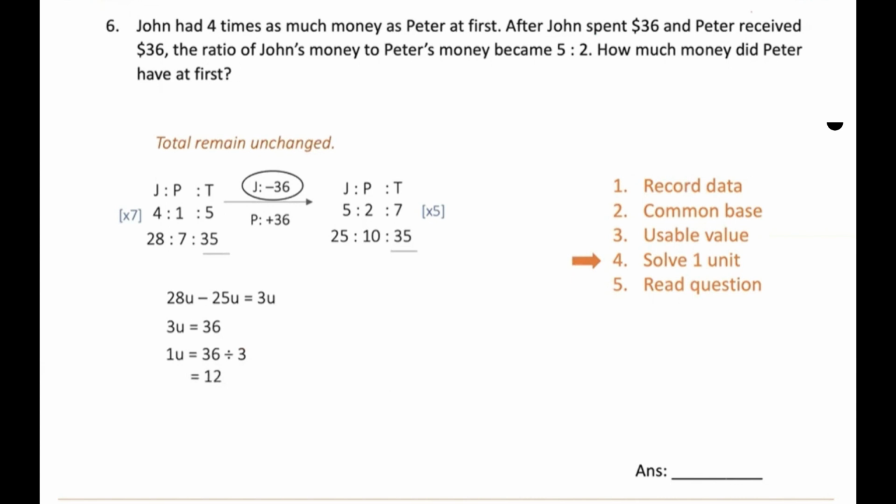Step 5, read the question again, everybody. Okay. Those who got wrong, did you get 12? If you didn't get 12, I don't know what happened to your calculation. If you follow the first 3 steps, there's no way you can't get 12. All right. How much money did Peter have at first? We're talking about this. 7 at first. So 7 times 12. That's the answer.